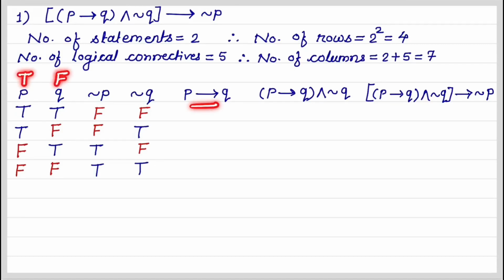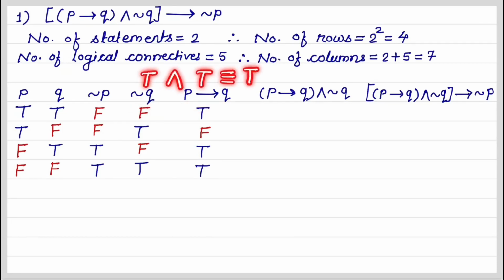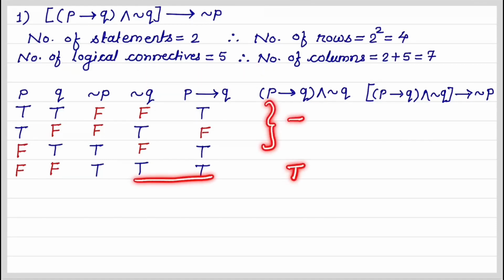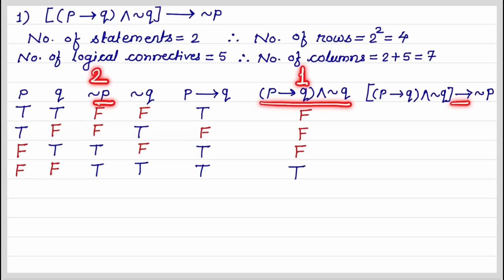Now implication, when P is true and Q is false, then implication is false. Only second entry is false and all other entries are true. Now take conjunction of these two statements. Conjunction is true when both the statements are true. See where this condition is satisfied. Only fourth entry is true and all other entries are false. Now take implication of this statement with negation of P. This is the first statement and negation of P is the second statement.